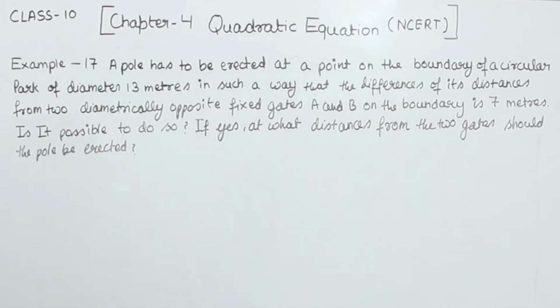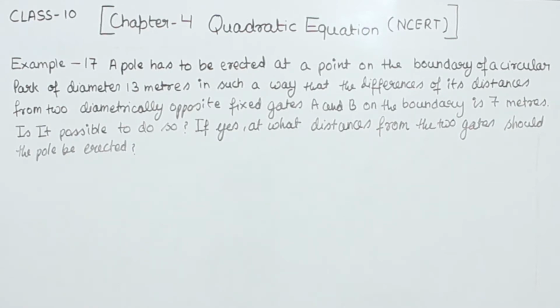Example number 17, chapter number 4, quadratic equation. The example says a pole has to be erected at a point on the boundary of a circular path of diameter 13 meters in such a way that the difference of its distances from two diametrically opposite fixed gates A and B on the boundary is 7 meters. Is it possible to do so?